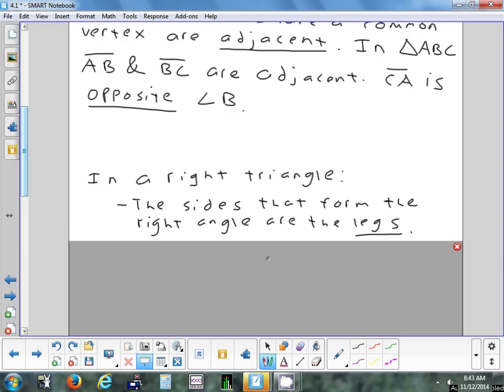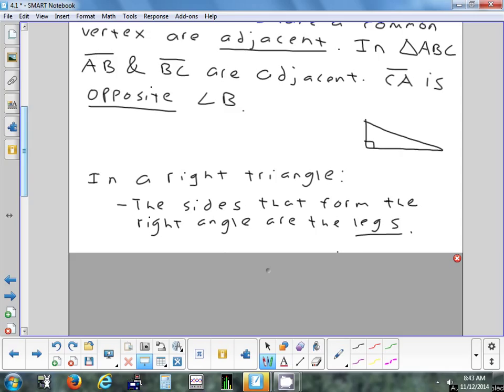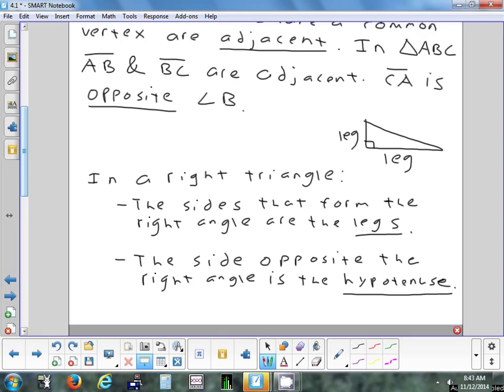If you have a right triangle, a triangle that has a 90-degree angle, the two short sides are called your legs. They're the two sides that would form the right angle. That's a leg, and that's a leg. How about the long side? In a right triangle, what do you call the longest side? Yep, Kiara? That's your hypotenuse. And the hypotenuse is always across from the right angle, always. If you don't have a right angle, you don't have a hypotenuse.